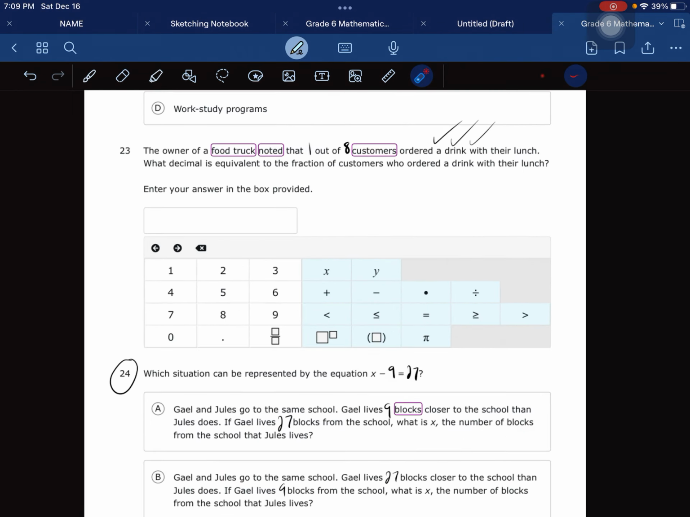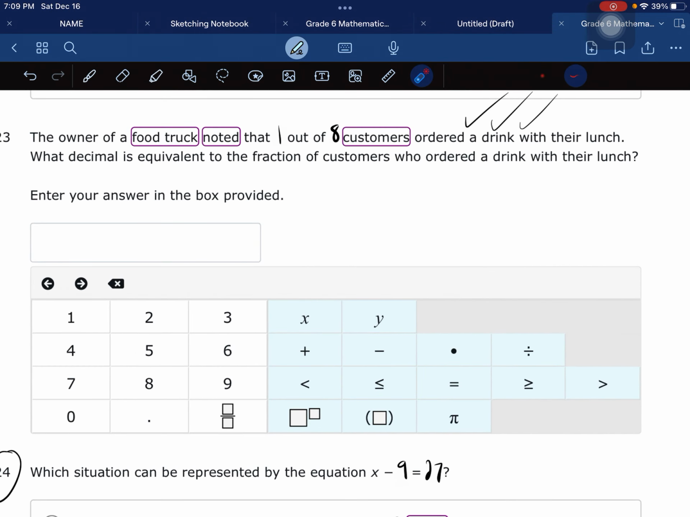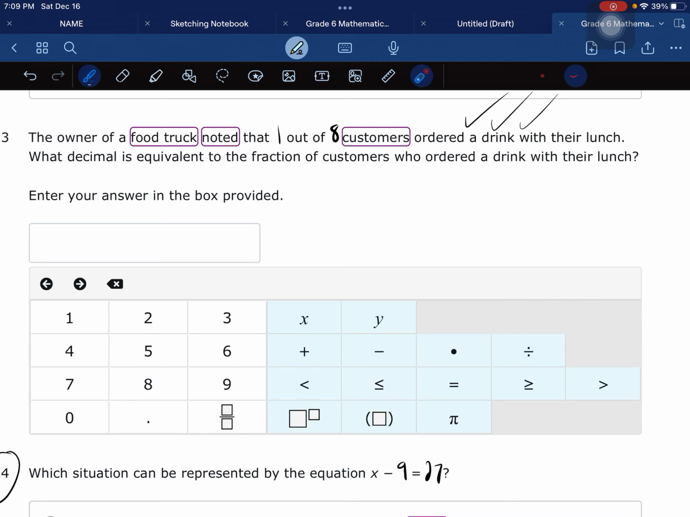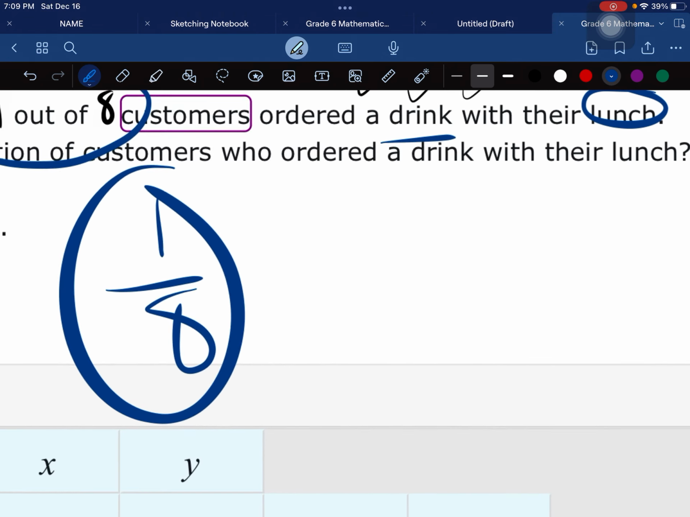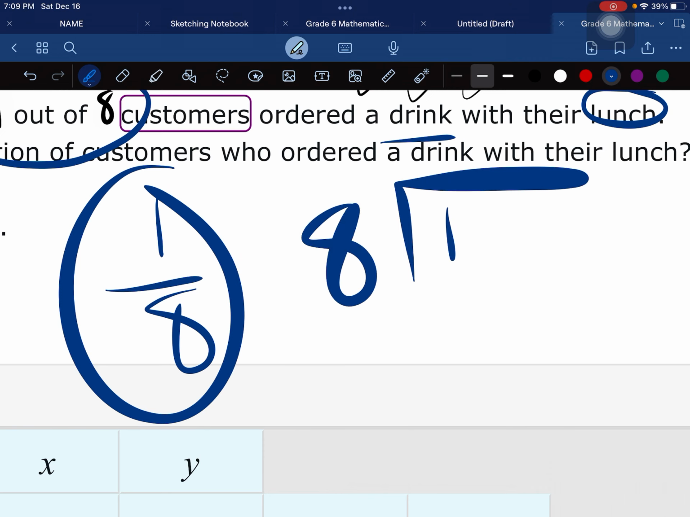Now, 23. Very simple, chicos. The owner of a food truck noted that 1 out of 8 customers ordered a drink with their lunch. What decimal is equivalent to this fraction? How do you find the decimal? We divide.